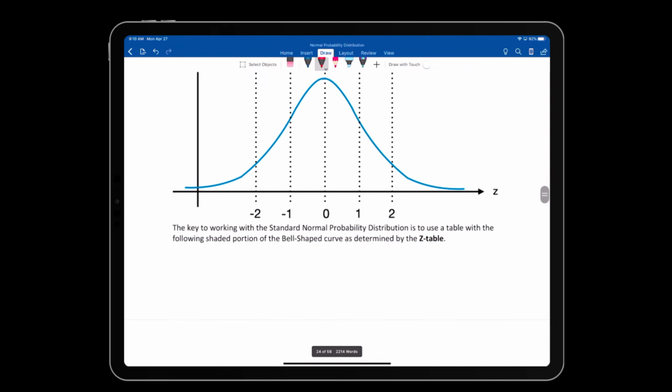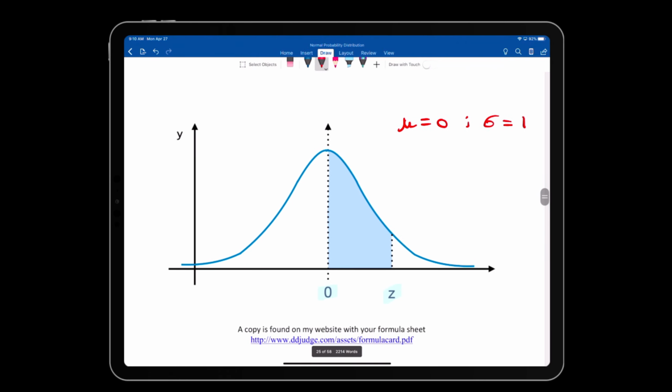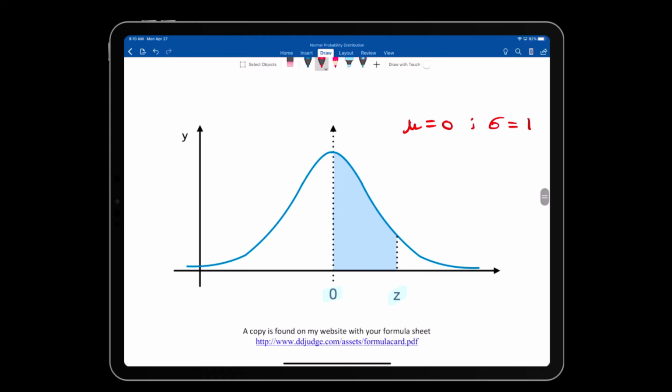So we want to know, again, what percent of the bell is shaded here? So if you look at this picture here now, if I said to you, what percent of the bell is shaded, we can start to answer some of the same questions. What percent of the bell is shaded?